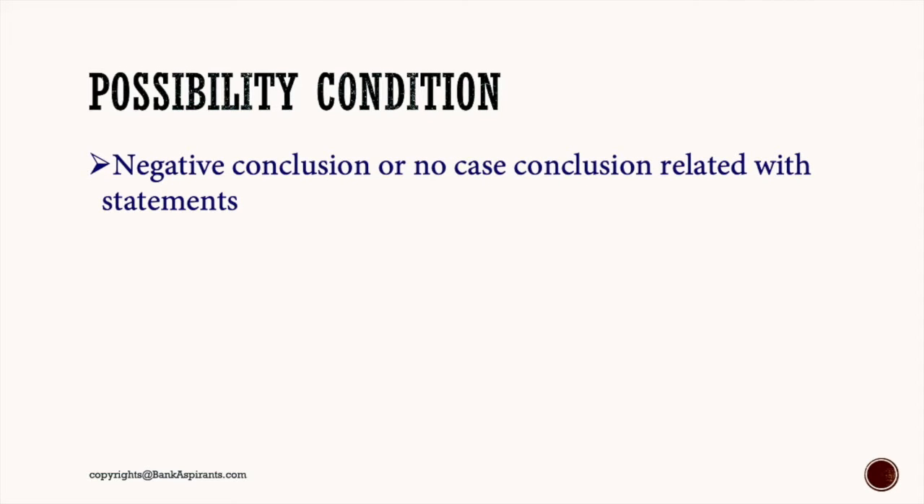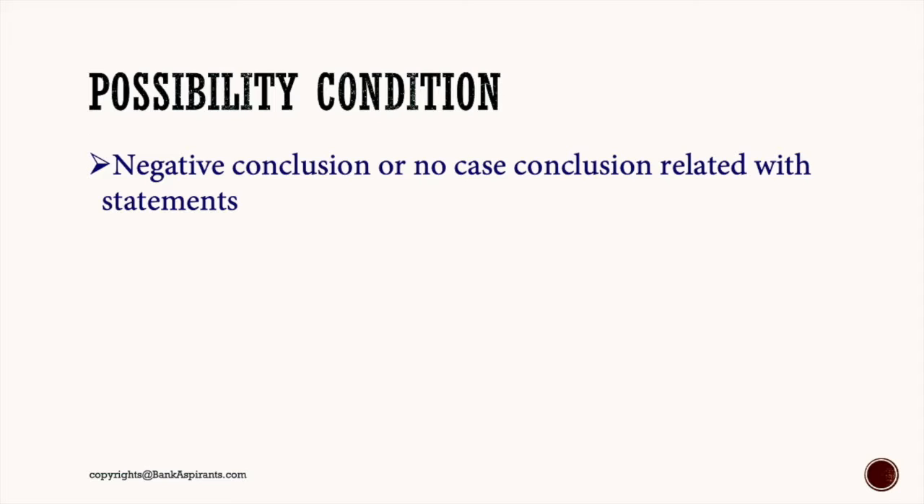possibility condition. It is a very important topic in syllogism. You will be getting 2 or 3 questions on possibility conditions. So let us first know what a possibility condition is. Negative conclusion or no case conclusion related to statements. You are given some statements, and in the conclusion, if you are given negative conclusions or no case conclusions, for example, an illusion conclusion or a hypothetical conclusion, okay, then that type of conclusion is called a possibility conclusion.